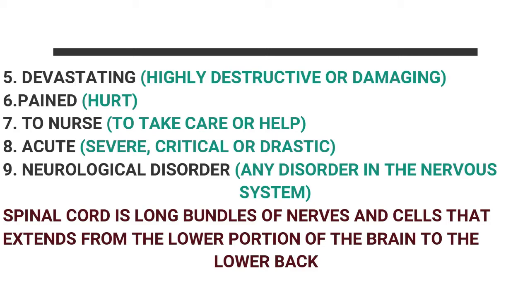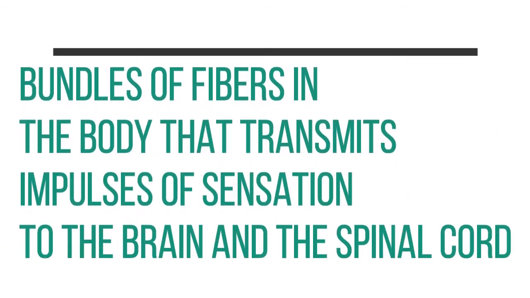What is a spinal cord? Spinal cord is the long bundle of nerves and cells that extends from the lower portion of the brain to the lower back. And what are the nerves? Nerves are basically bundles of fibers in the body that transmit impulses of sensation to the brain or spinal cord.